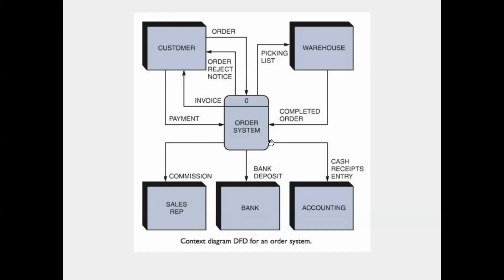Going back, when you are creating a context diagram, you will have a single process, and these are like nouns without any verbs. So you see we have order, invoice, payment. This is called completed order. Now pick-in list, and then bank deposit, commission, cash, receipt. So likewise, remember that you should highlight only the data flows here.